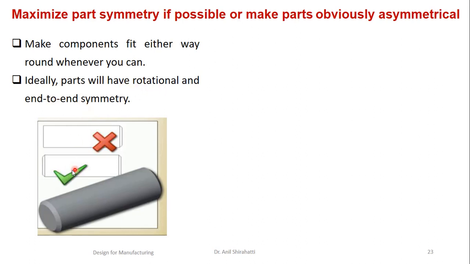So let's see this first shaft. You can see there is a chamfer at one end. Okay, there is no chamfer at the other end, but if you see the second shaft, chamfer at both. Now whenever this shaft is used, you can use from either side.